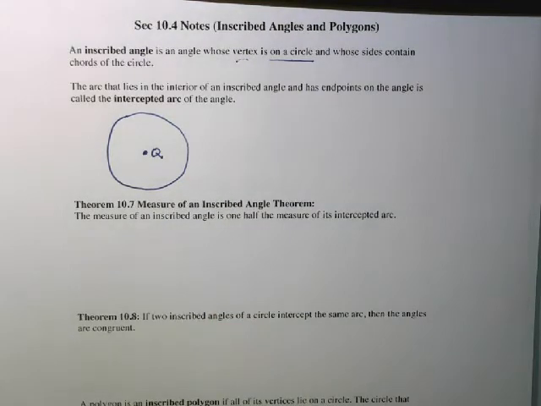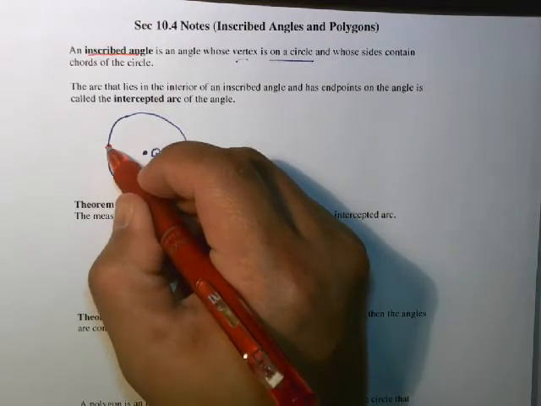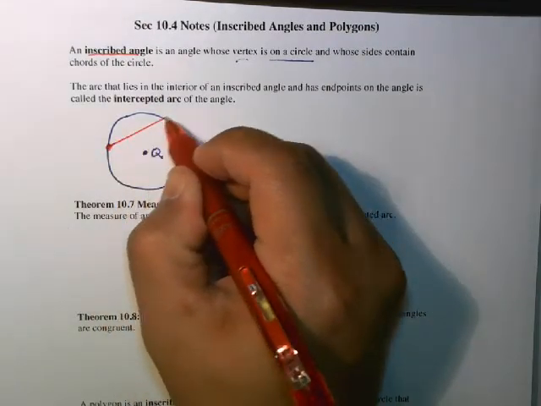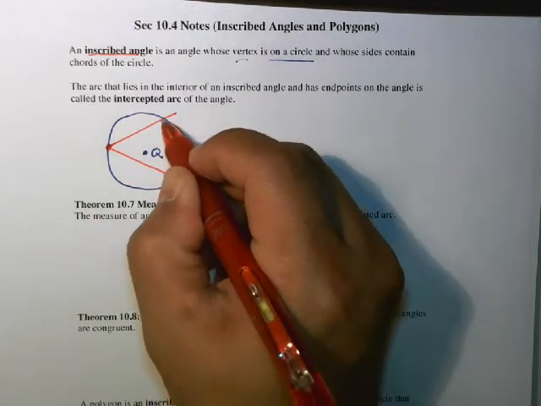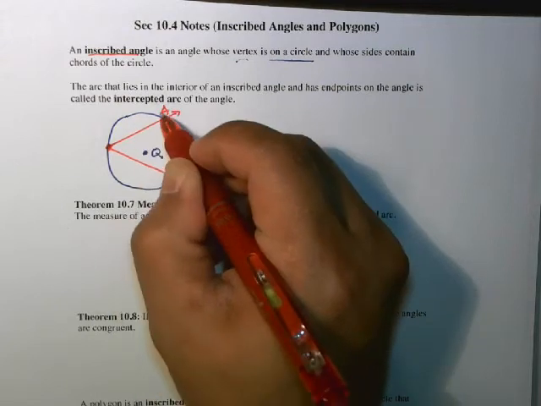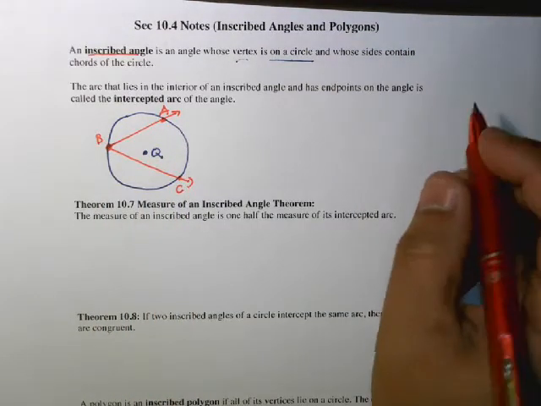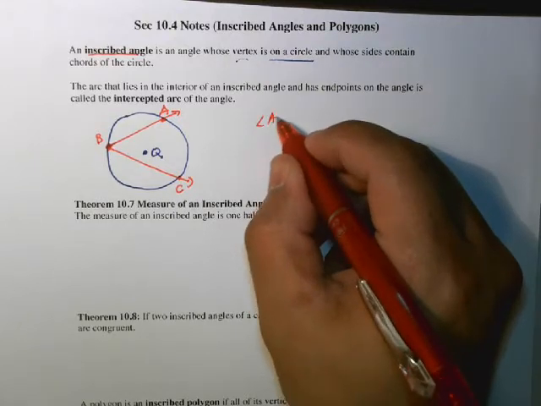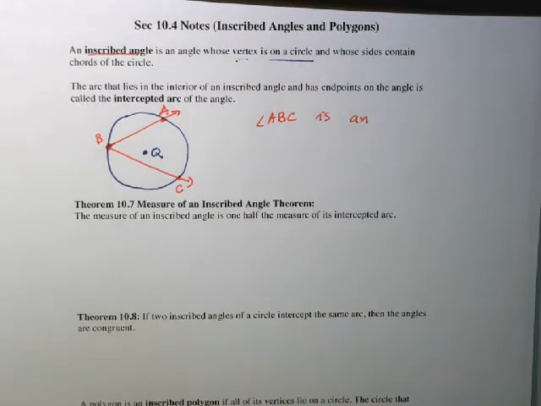The word inscribed means that the vertex is on the circle. In other words, it is touching the circle itself. So if I have something like this red angle here, well, let's name it ABC. So in this case, angle ABC is an inscribed angle of circle Q. Angle ABC is an inscribed angle of circle Q.